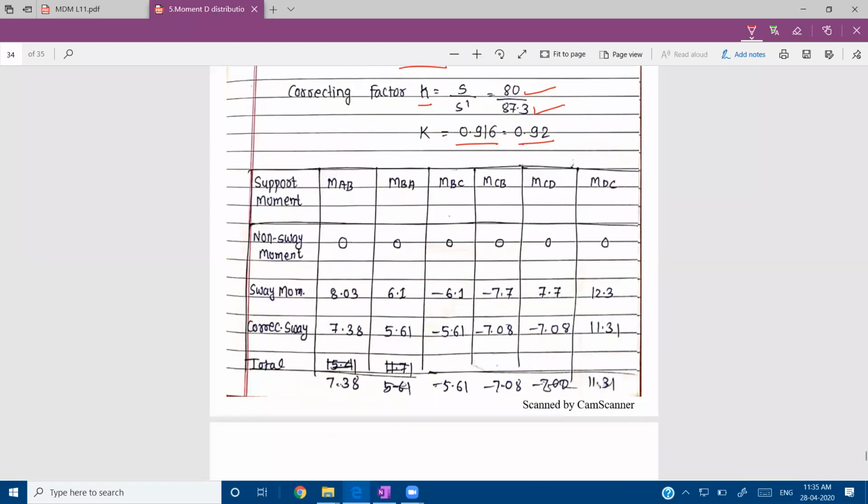And now, instead of calculating each moment separately, a table is prepared. All non-sway moments are 0, and the sway moments are written down, and the corrected sway moments are also written down. The corrected sway moment is nothing but the sway moment into the correction factor. So this 7.83 is nothing but 8.03 into this 0.92. All these corrected moments are written, and the corrected sway plus non-sway moments, the final moments, are written here: MAB, MBA, MBC, MCB, MCD, and MDC.